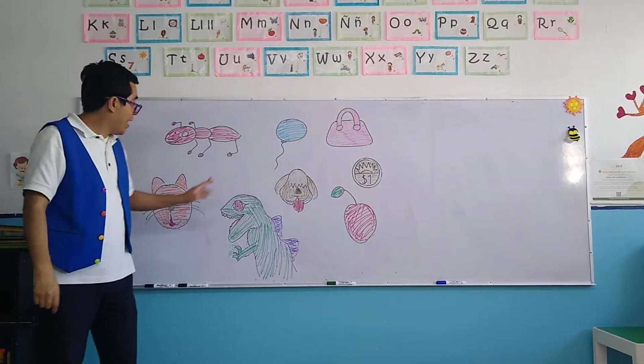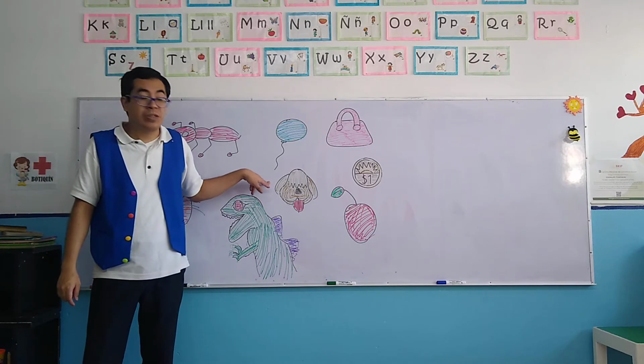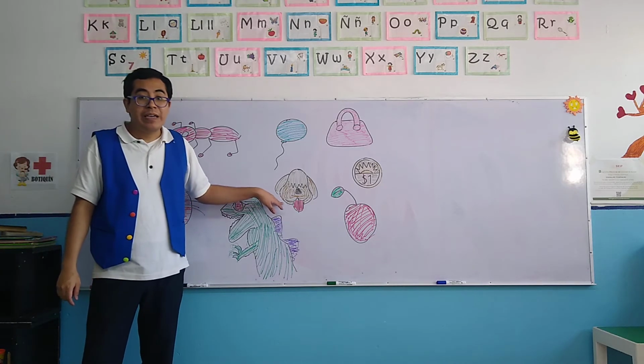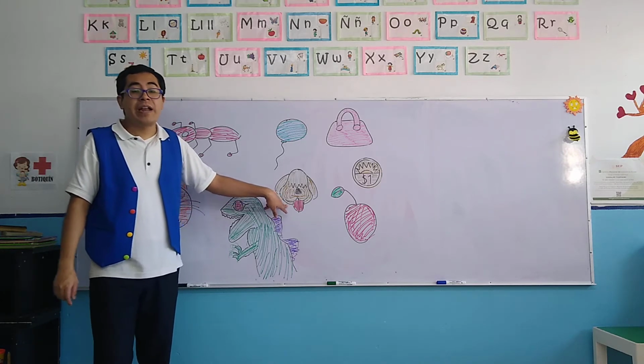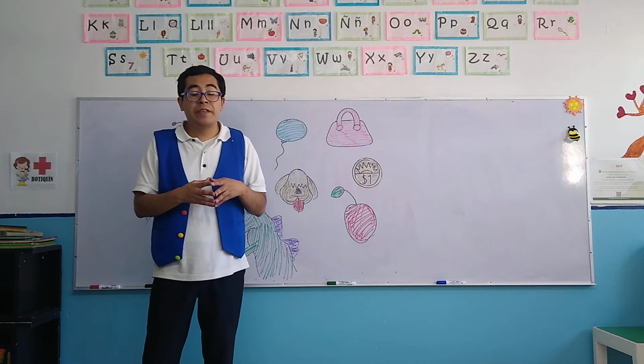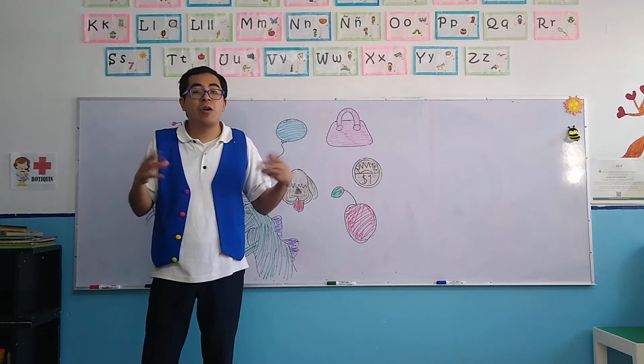Now, the next animal is a dog. Again, just like the cat, these two are pets, mascotas. The dog, in this case, is brown. And the sounds of the dogs are woof, woof, woof. Those are sounds that the dogs make.